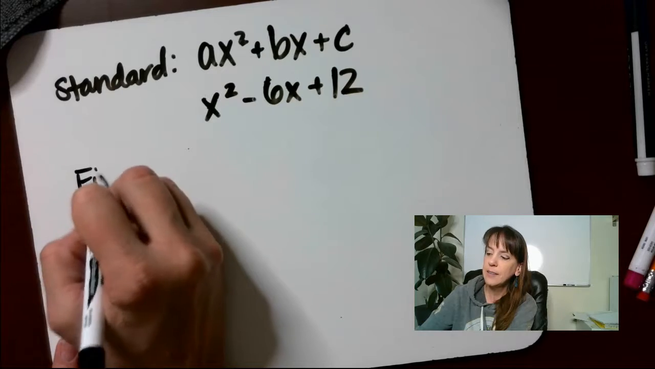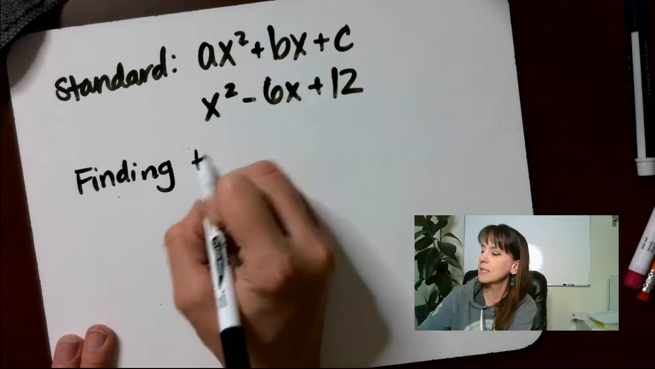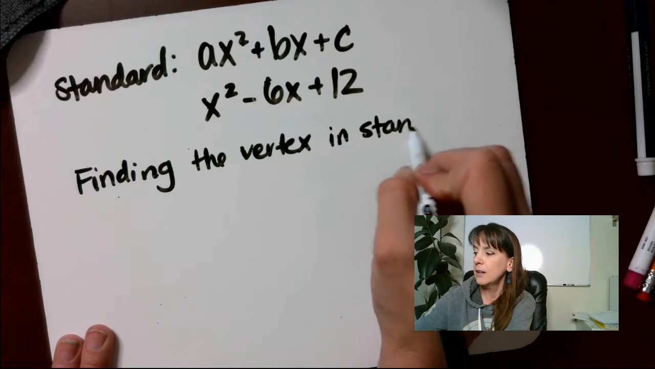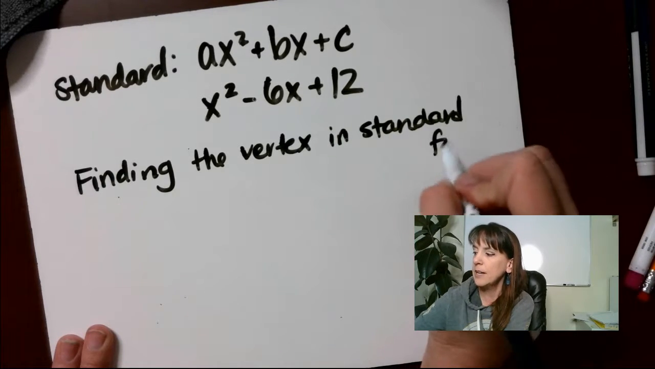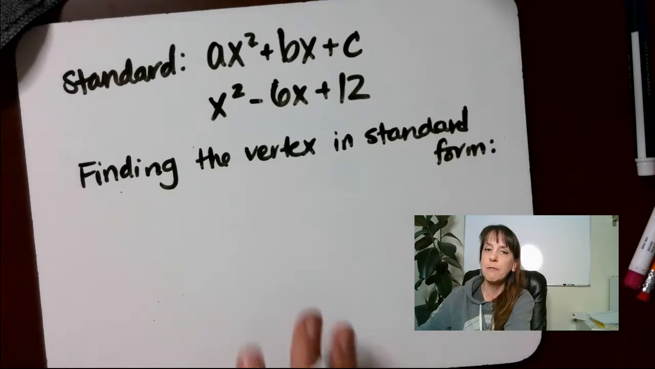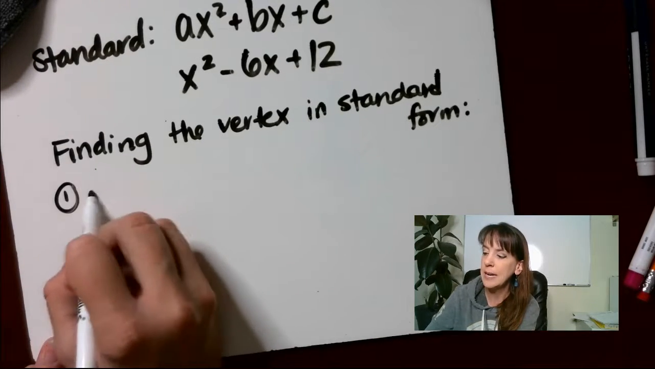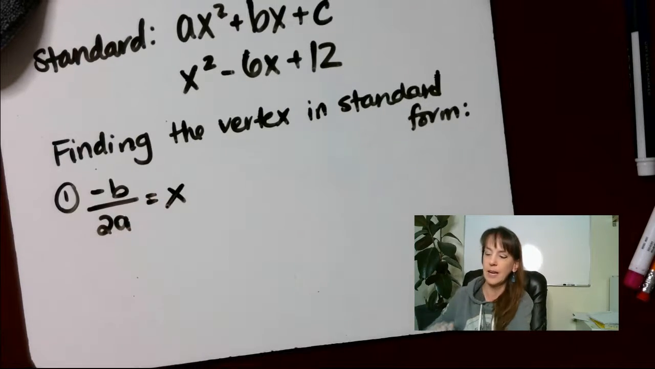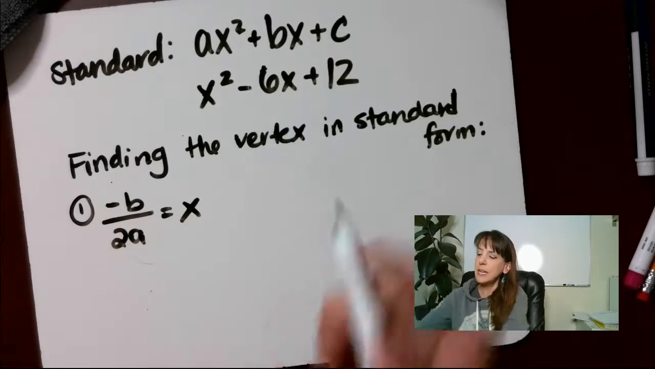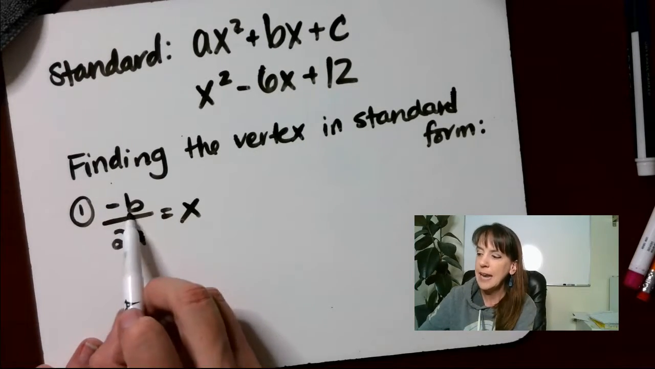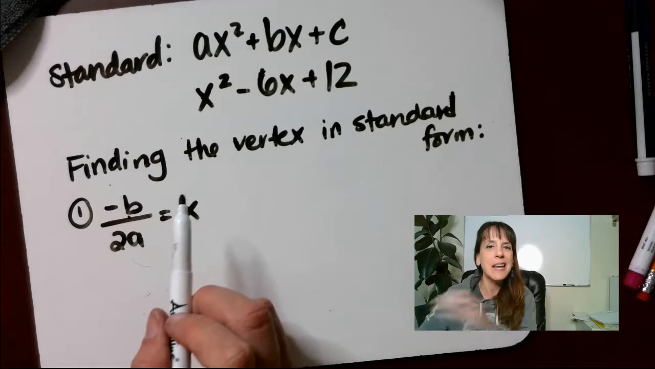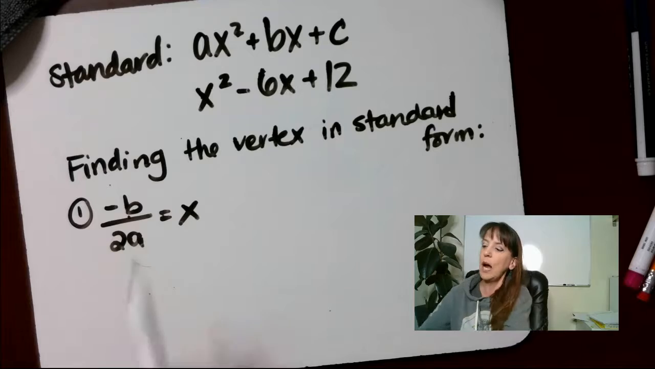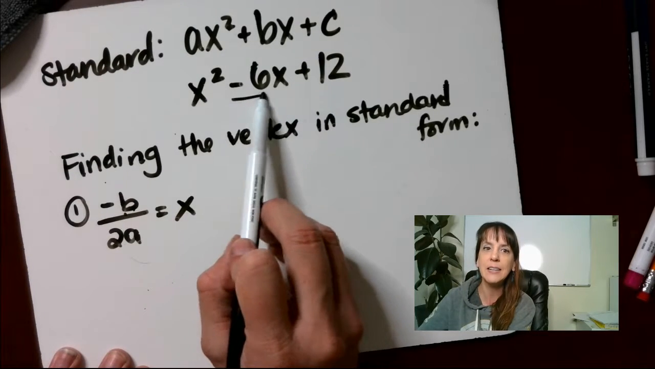So finding the vertex in standard form. The first step that you need to do is you're going to do -b over 2a equals x, okay? -b over 2a. So taking a look at this example that I have here, -b is, and when a negative sign is in front of a variable, I actually say opposite b instead of -b, right? So opposite of b, because b right here is -6.